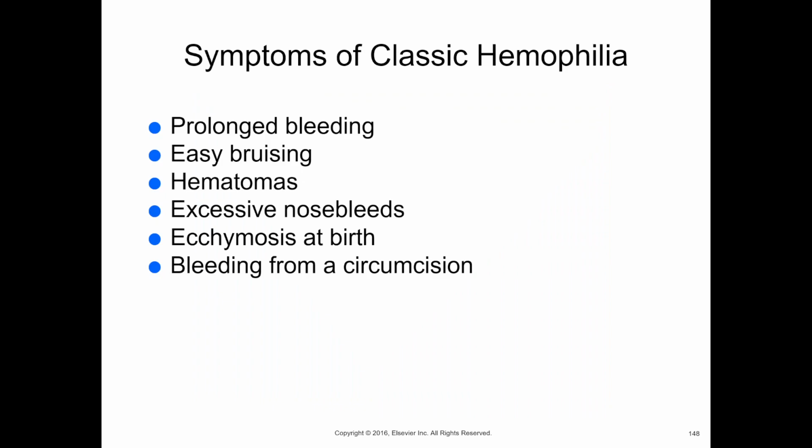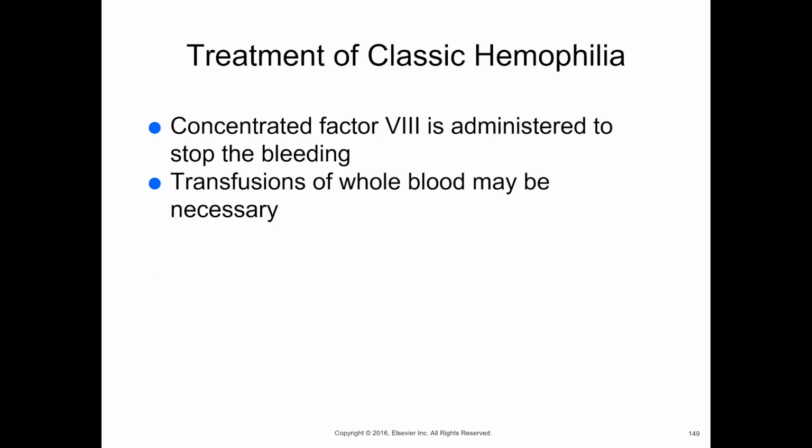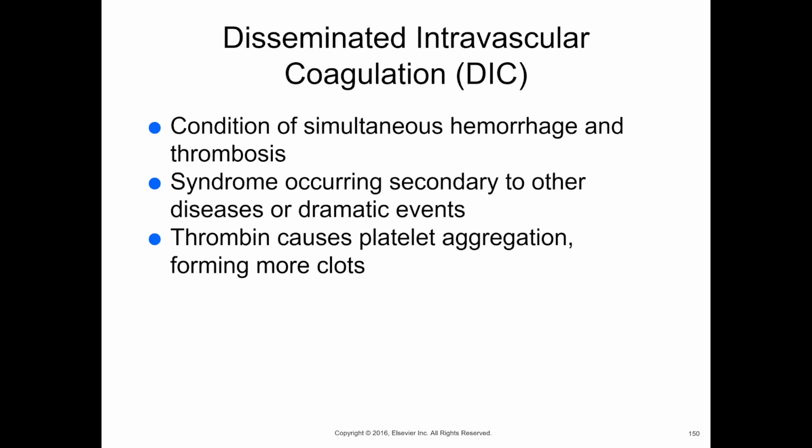Symptoms: you get prolonged bleeding, easy bruising, hematomas, excessive nosebleeds. Typically it is diagnosed in childhood, and there is a very high prothrombin time. You will provide concentrated factor 8 to help stop the bleeding. Ultimately, it cannot be cured, but treatment does help prevent long-term permanent crippling disability.